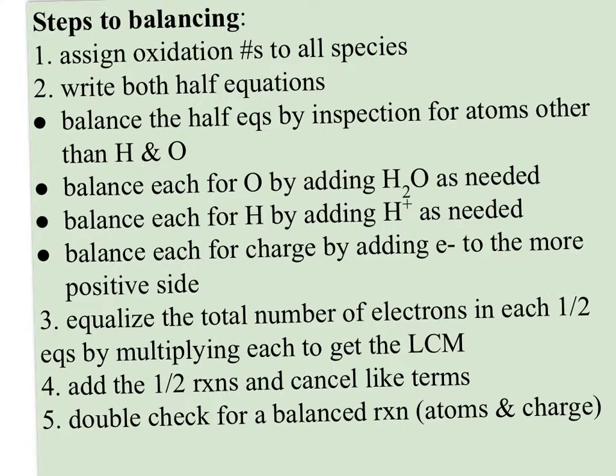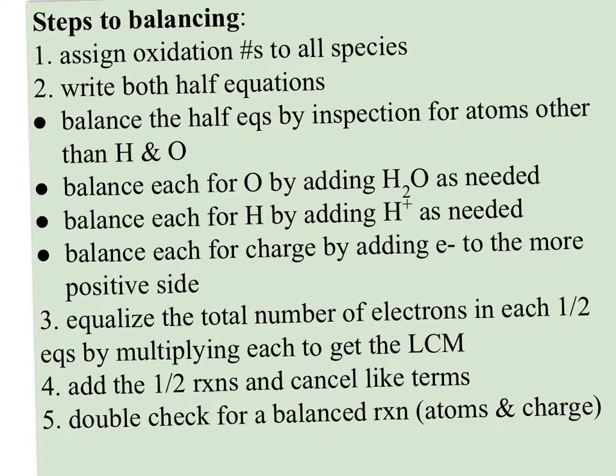You balance the half equations by inspection for the atoms other than hydrogen and oxygen. And then if one side needs more oxygen, instead of using coefficients like we did previously when we've balanced equations, you add H2O till you have enough oxygen. That, of course, is going to goof up your hydrogen, so then you add H+ to the opposite side until you have enough hydrogen. And then finally you balance each for charge by adding electrons to the more positive side.